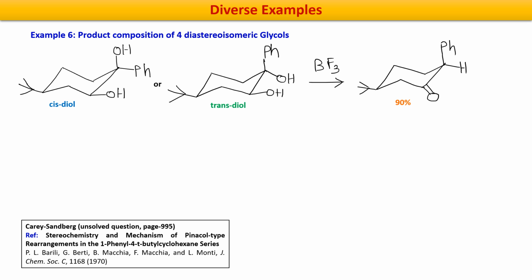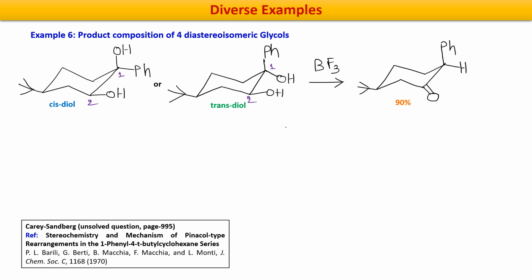Next example, example 6. This is very interesting. Product composition of 4 diastereomeric glycols. So here you can see a glycol, that is, a 1,2 vicinal diol basically. So this is a cis diol, right? Suppose this is carbon number 1, this is carbon number 2. So the two OH, axial and equatorial, this is cis, and these two are equatorial, so you can understand this is trans.